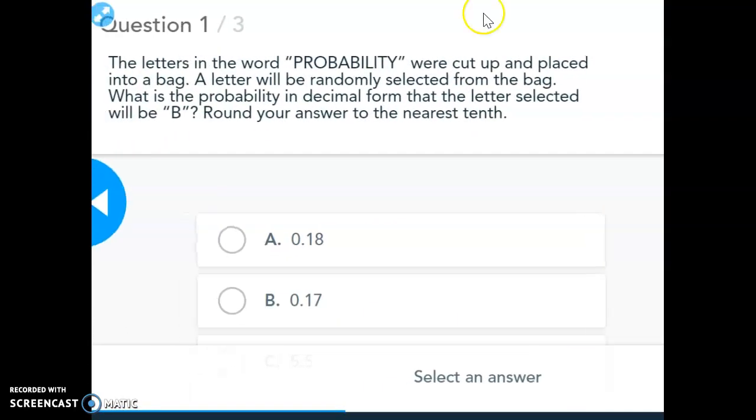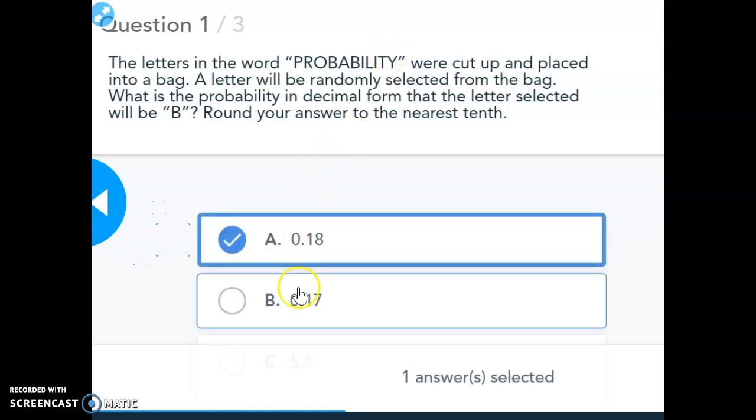The letters in the word probability were cut up and placed into a bag. A letter will be randomly selected from the bag. What is the probability in decimal form that the letter selected will be B? There are 2 B's out of 1, 2, 3, 4, 5, 6, 7, 8, 9, 10, 11. So 2 divided by 11. 2 divided by 11 is 0.1818, and so it's that.